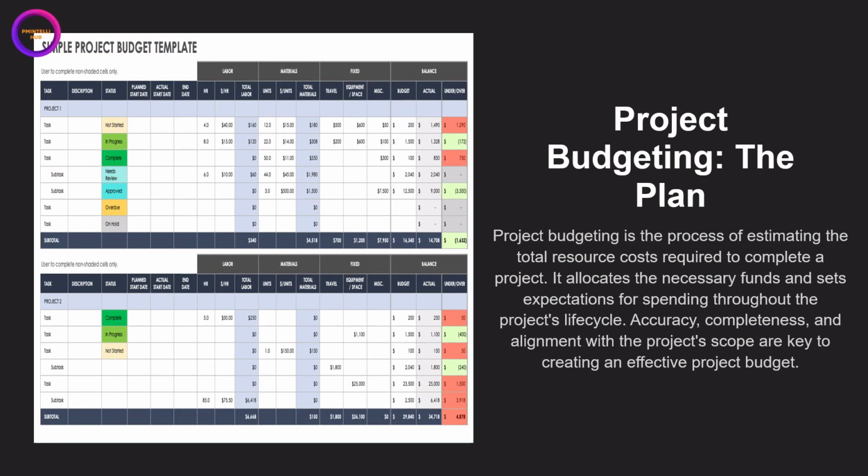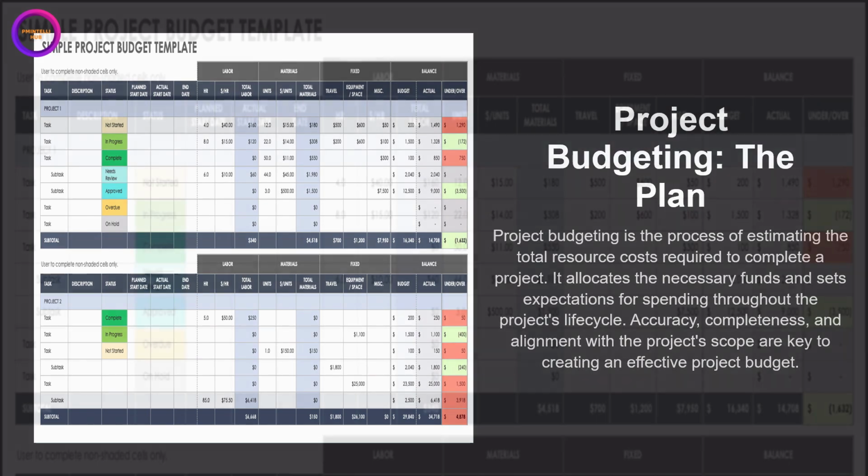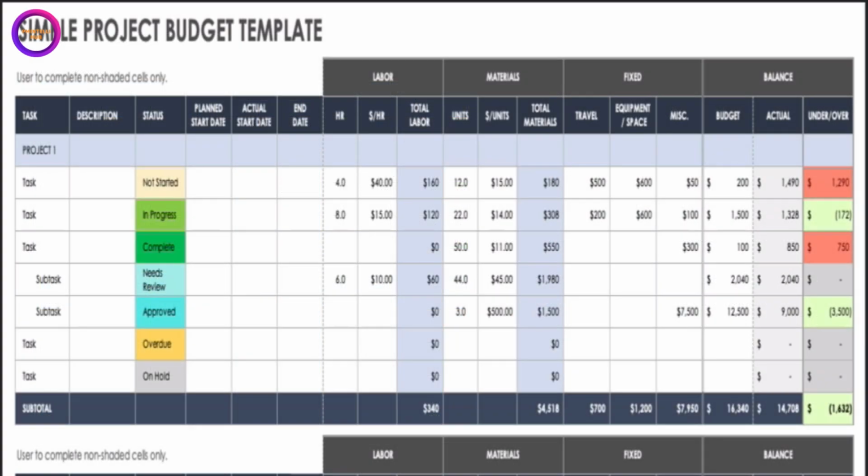Here you can see a simple project budget template. This is a practical example of how these concepts are applied. You can see it's broken down by project and then by individual tasks and subtasks. Notice the key columns. We have sections for different cost types like labor, materials, and fixed costs such as travel and equipment. Most importantly, look at the balance section on the right.